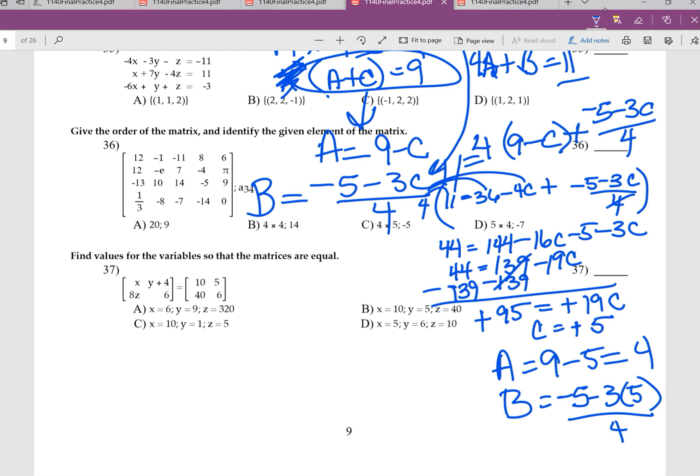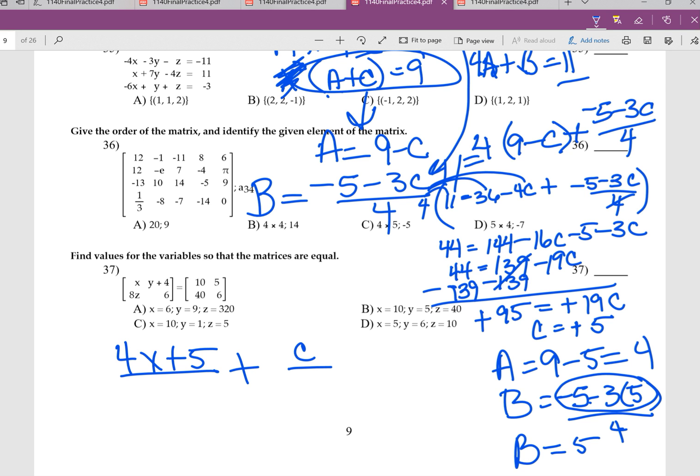Don't you get negative 20 for this? Divided by 4. Negative 20 divided by 4 should give us 5. And so B is equal to 5. So 4x plus 5 should be one of our factors over the plus C over.